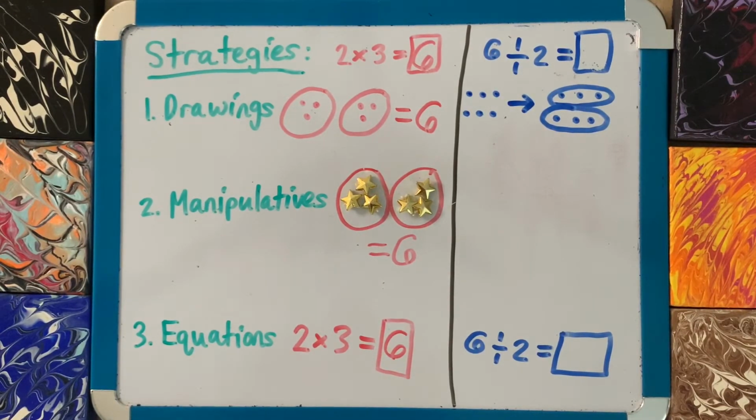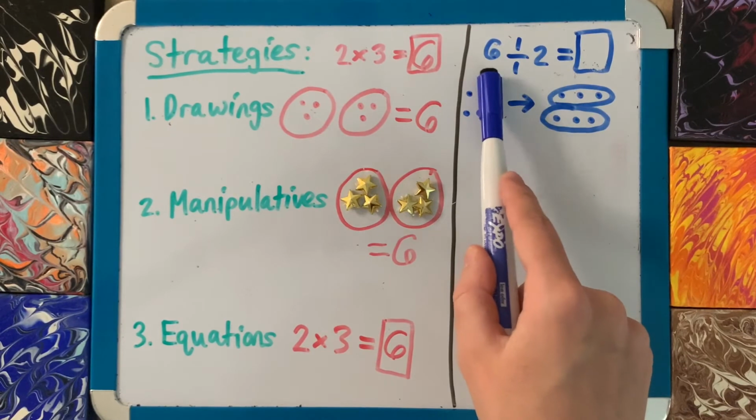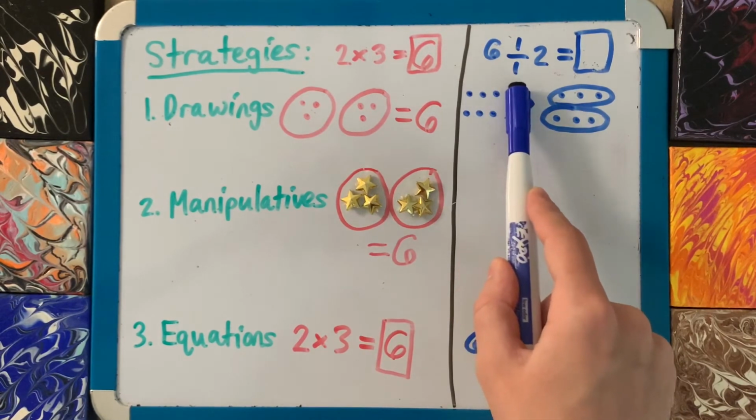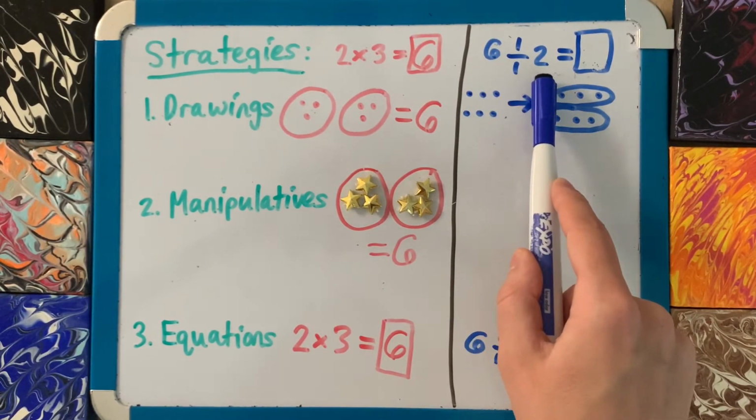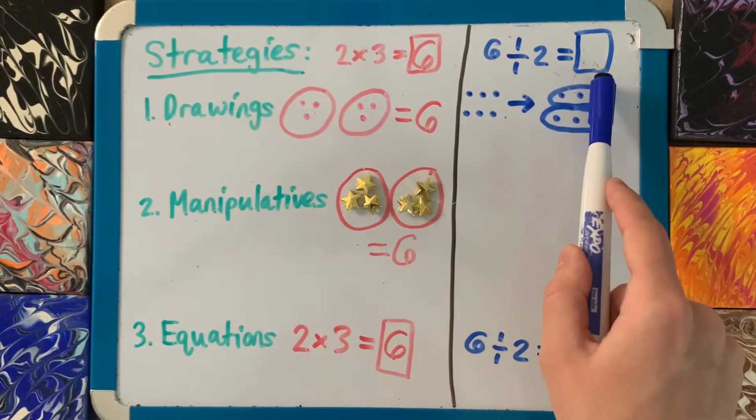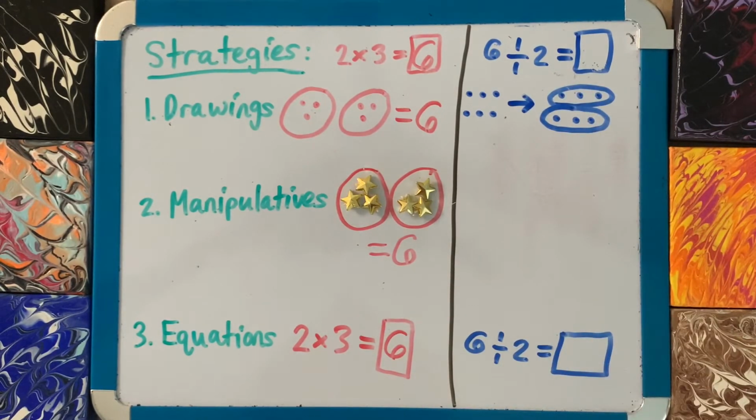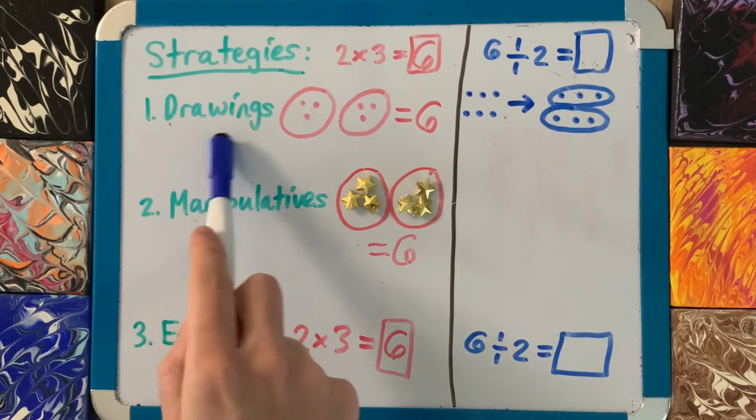Now let's look at a division equation. How do we solve for a division equation using our 3 strategies? Our division equation is a total of 6 divided or shared equally between 2 groups, and we have to find the number that is in each group. All right, so let's use our first strategy of drawings.